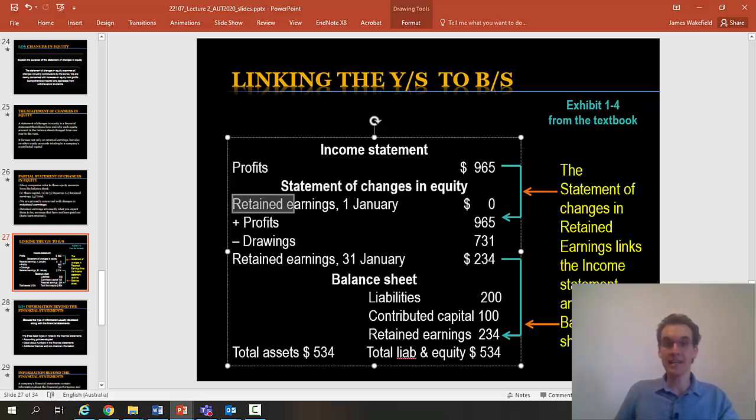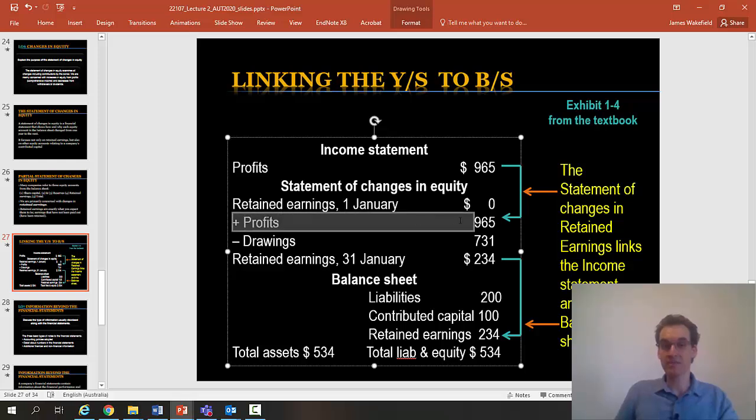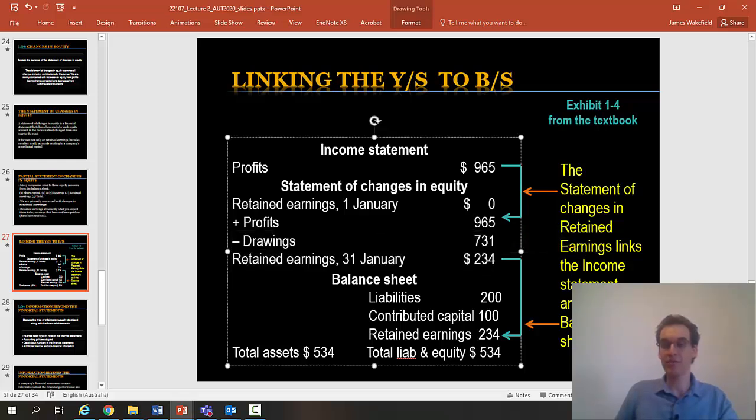So you look at your beginning retained earnings balance, which was 0 in this case. You then add profits to this particular number, which is 965. You deduct drawings from this particular amount, and that then leaves you with a final retained earnings of $234 in this case.